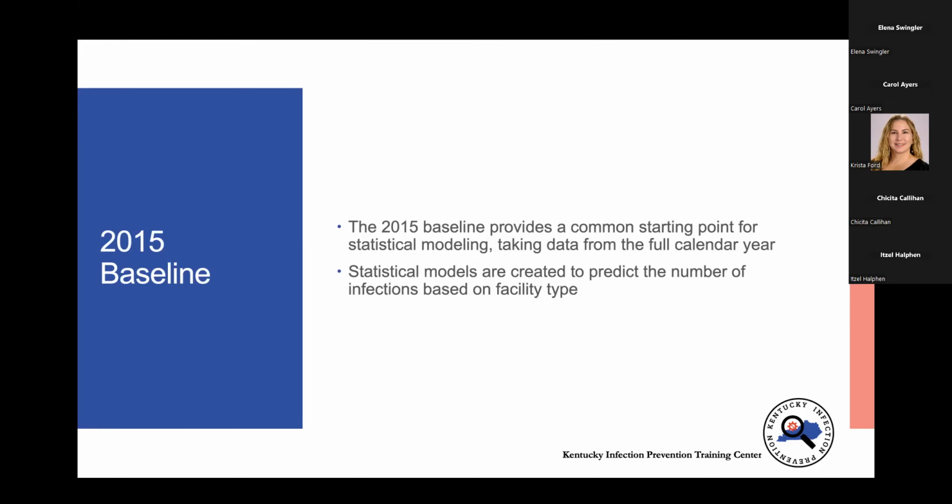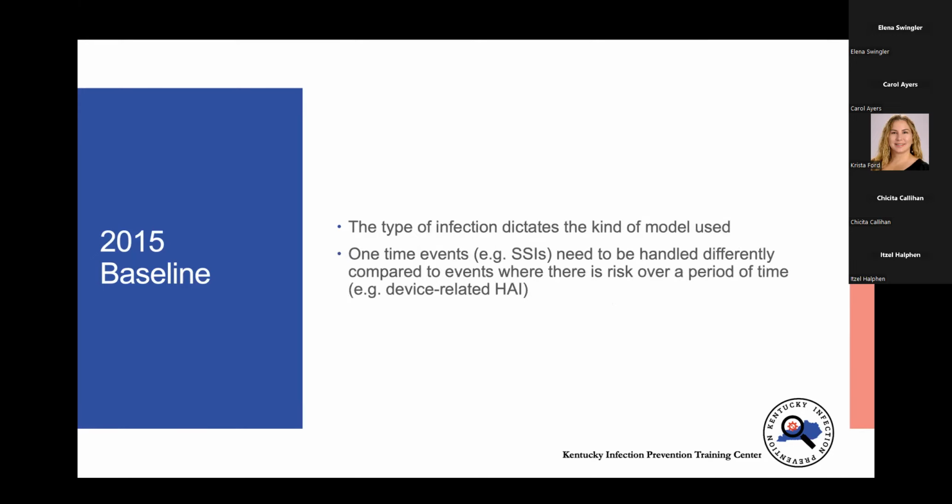So using this data, what they did was essentially capture all of the data from anyone contributing and then said, okay, we'll use this to build our models to make predictions. So then for each facility type and each infection type, you could end up with different statistical models that have different weights applied to them that give you different predictions. So the type of infection is typically dictating what type of model is used for a standardized incidence ratio.